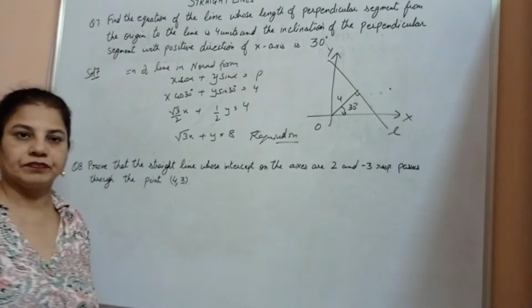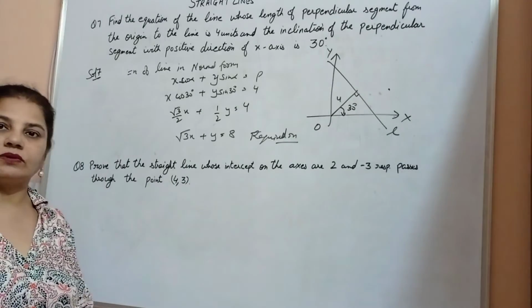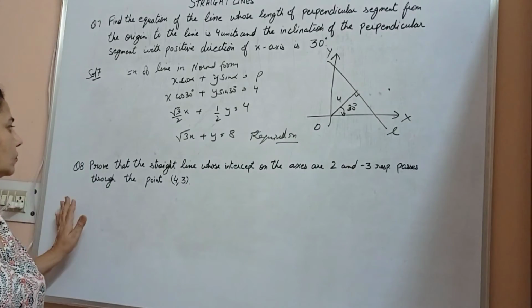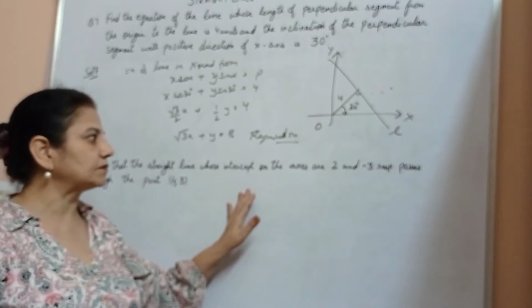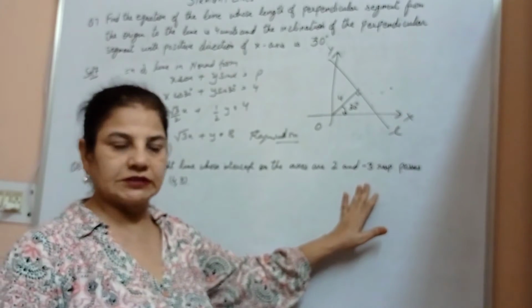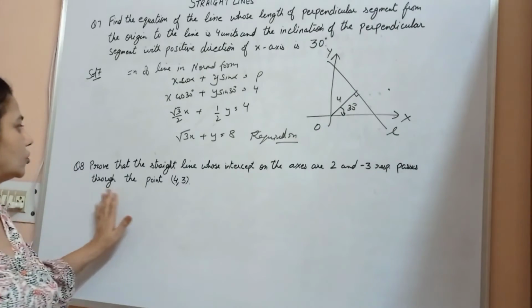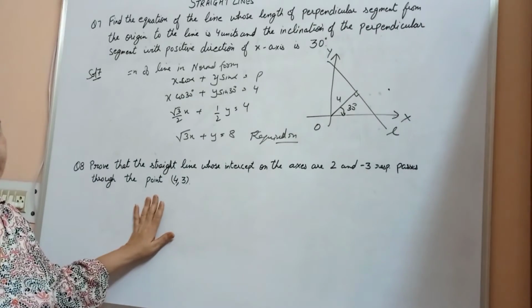Required equation of the line: root 3x plus y is equal to 8. Next, we are given: prove that the straight line whose intercepts on the x-axis are 2 and minus 3 respectively passes through the point 4, 3. This we have to prove.